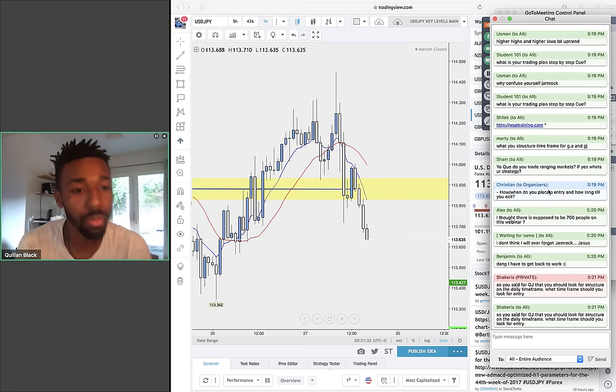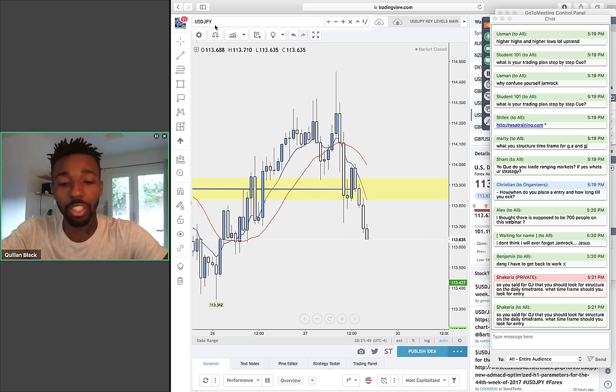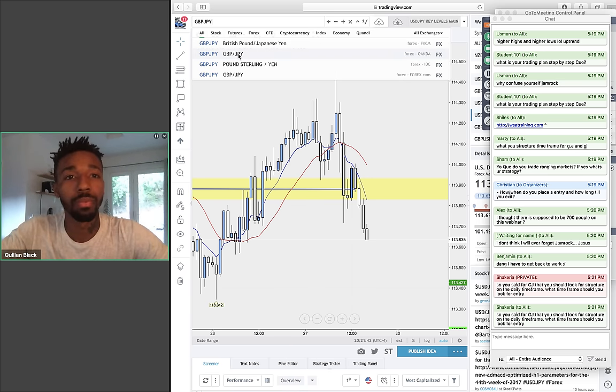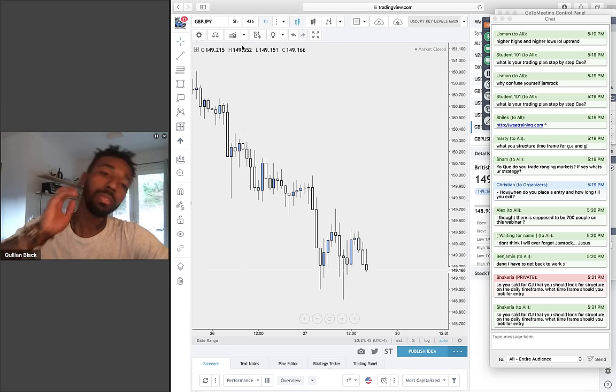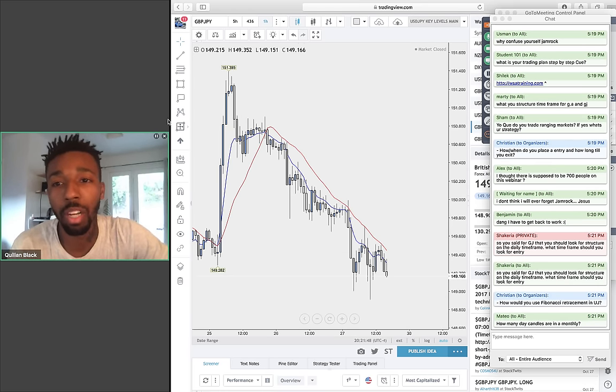All right. So you said for GJ, you should look for structure on the daily time frame. Yes. Okay, so if I'm basing structure off of GJ, GBP JPY? Mainly because this chart is based off of the daily time frame, because this chart is a lot more volatile than UJ. So when you're analyzing in a noisy market, you have to learn how to cancel out all the noise.